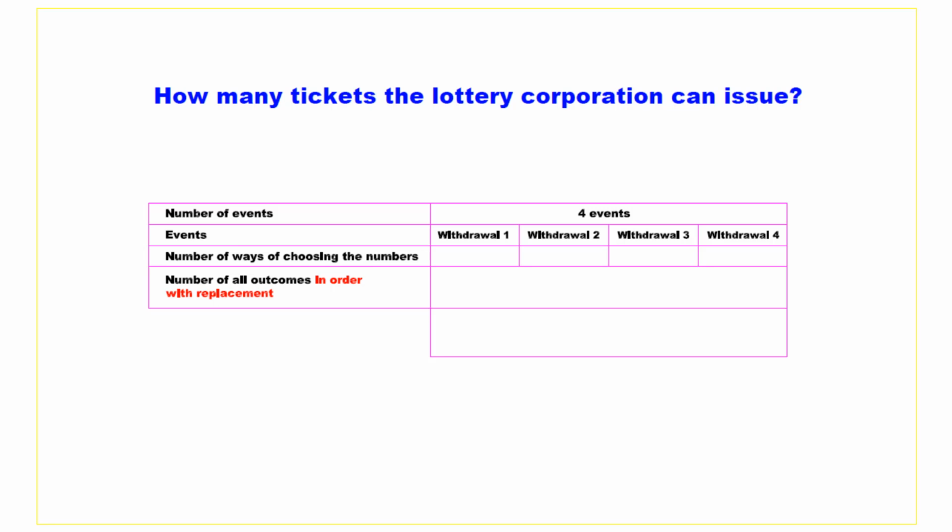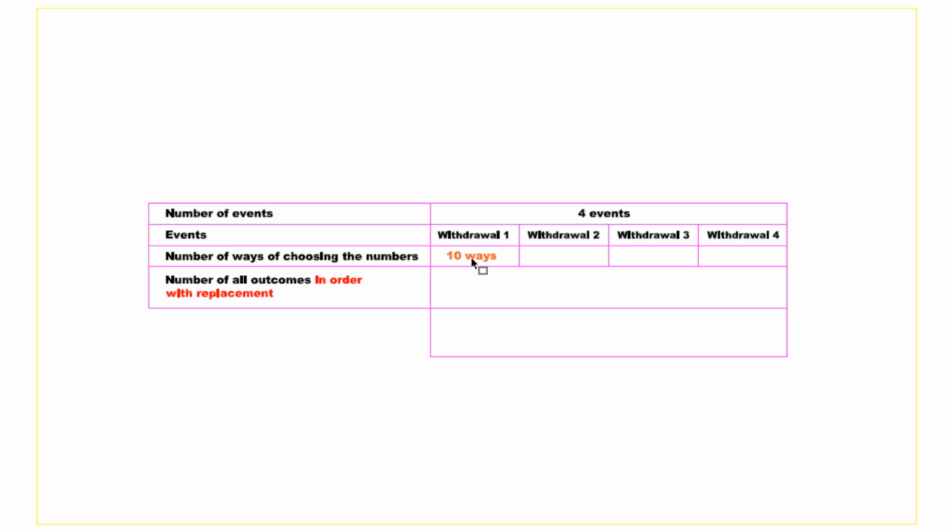So now we have a question: how many tickets can the lottery corporation issue? So we write all these withdrawals in order because order is important. And for the withdrawal of the first digit, we have 10 ways. For the withdrawal of the second digit, we have also 10 ways. And the reason why, because every 10 balls are put separately in each urn. So each urn will have again 10 balls to withdraw from, or 10 ways to withdraw that digit from.